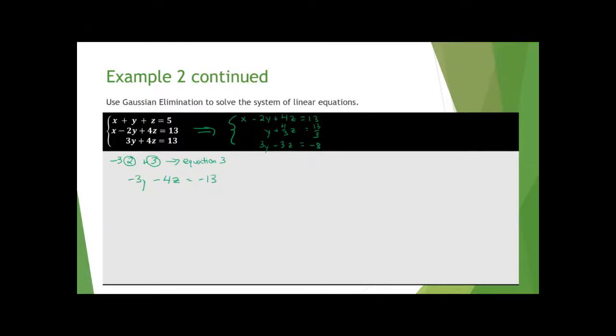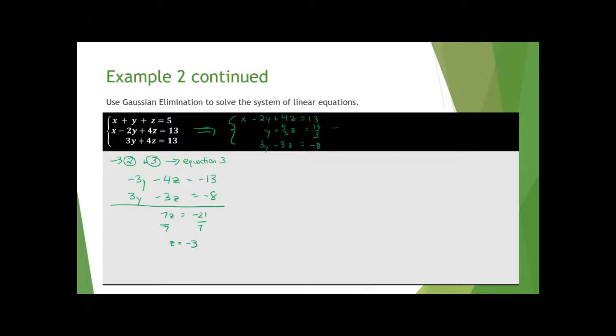So luckily, by multiplying by negative 3, the fractions disappeared. Then equation 3 is 3y minus 3z equals negative 8. So now we're going to add those together. Negative 3y plus 3y is 0. Negative 4z minus 3z is 7z. Negative 13 minus 8 is negative 21. So this would become your new equation 3. Now at this point, it's easy enough to solve for z. So let's just divide both sides by 7, and we get z equals negative 3.